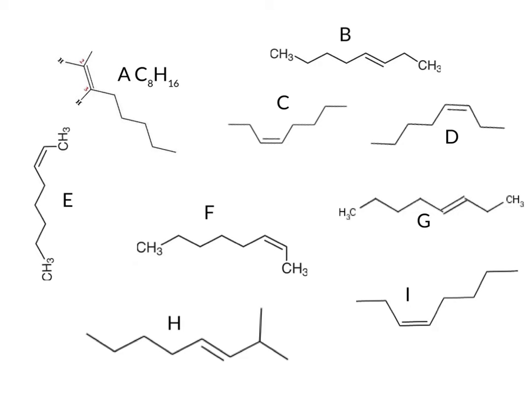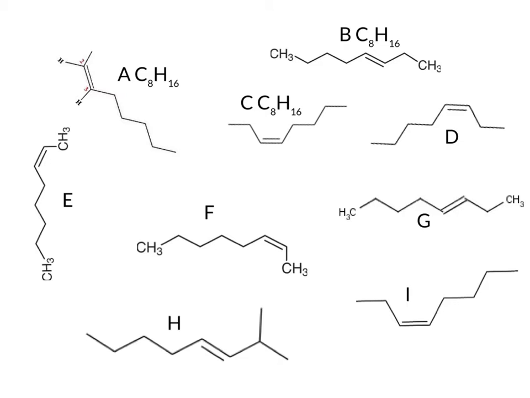Okay, so let's look at letter B. B has 8 carbons. That means its formula is also C8H16. Now let's look at C. C also has 8 carbons, so its molecular formula will be C8H16.